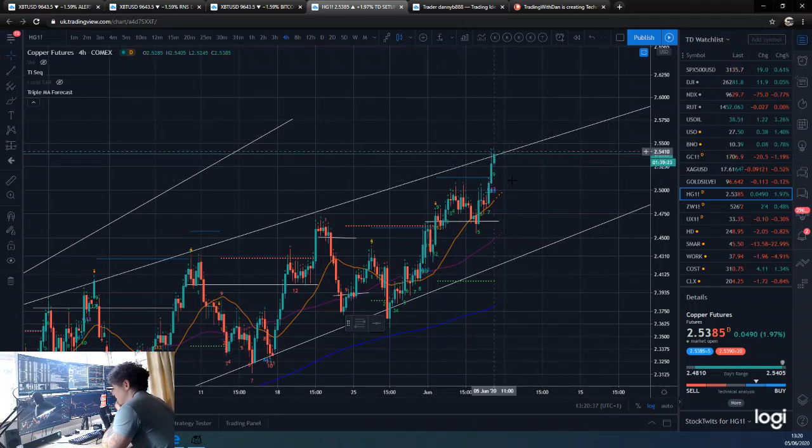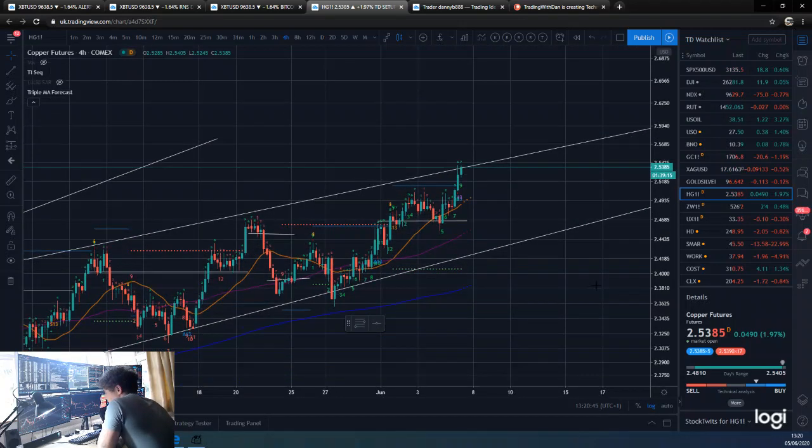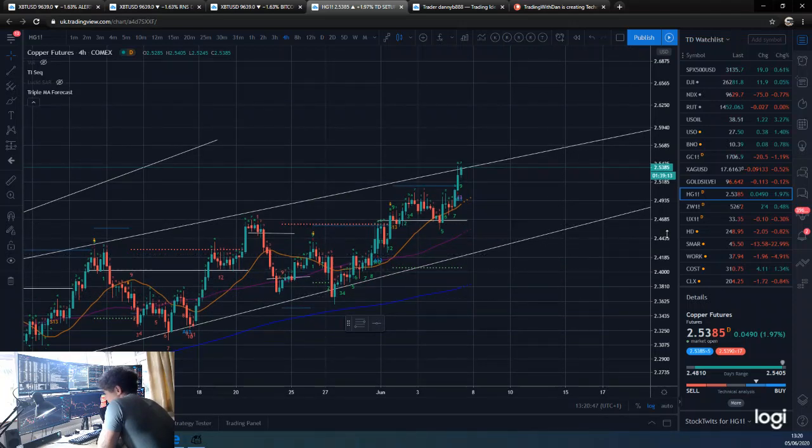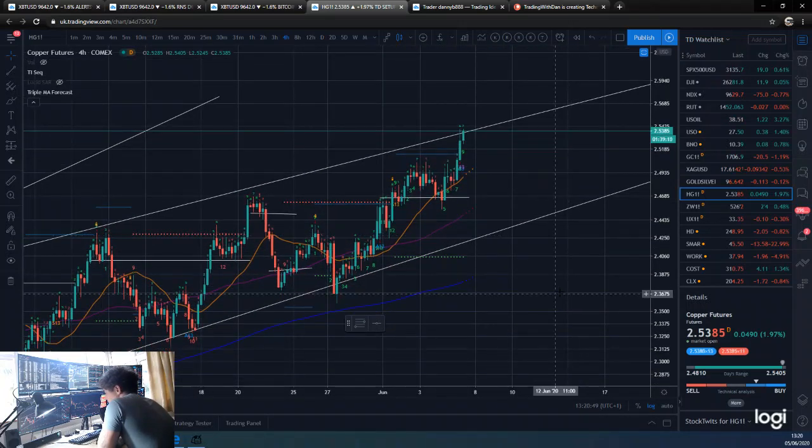When we break below it, I will be looking to sell and targeting the bottom of the channel. And with my risk management above, obviously, the 9. So it's as simple as that, guys. So we are going to have to keep an eye out for that. So yeah, keep an eye out for that 9.